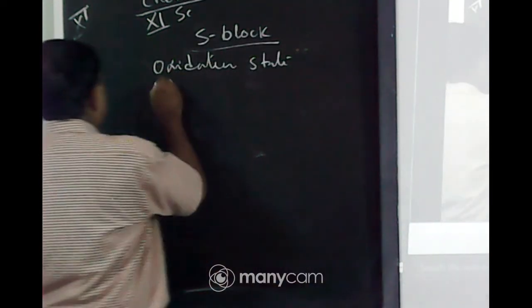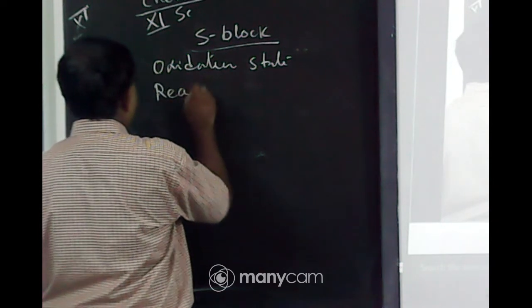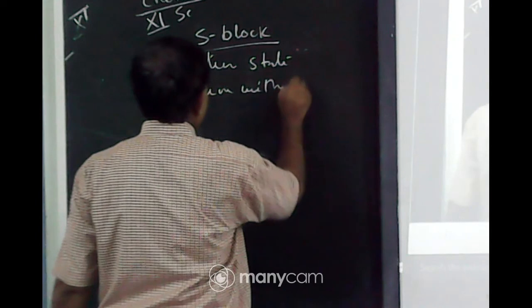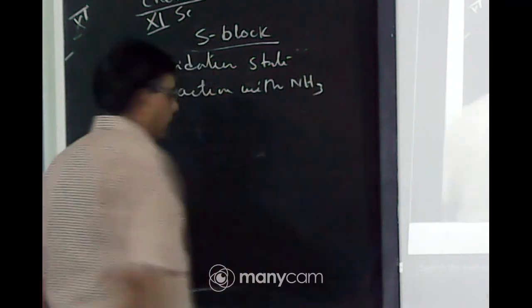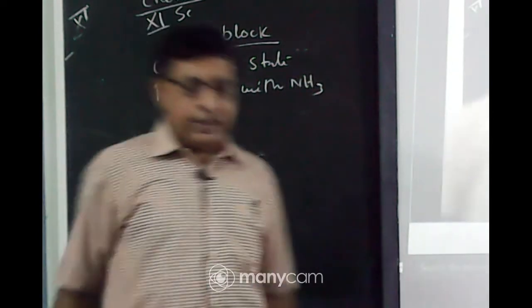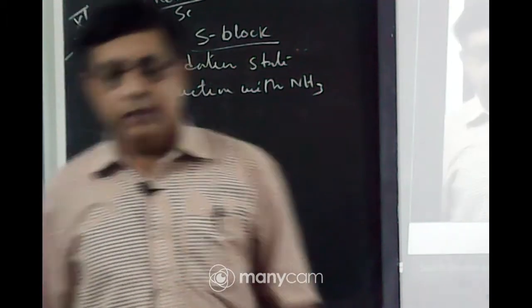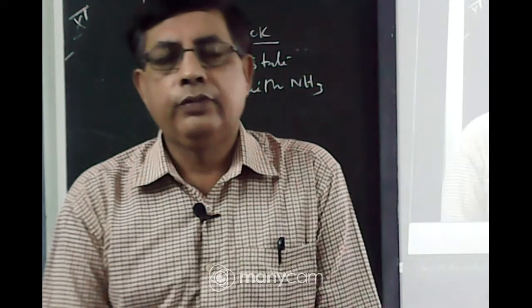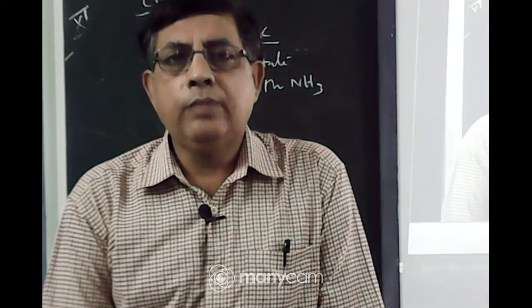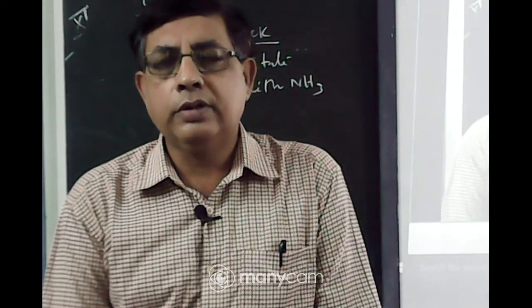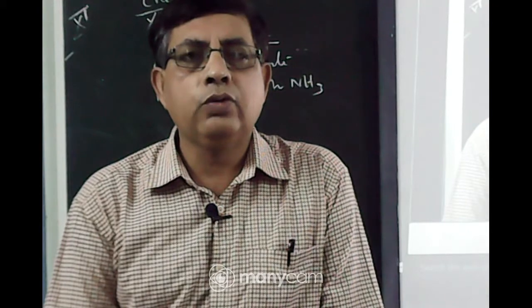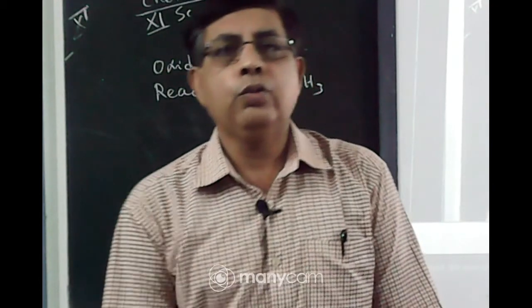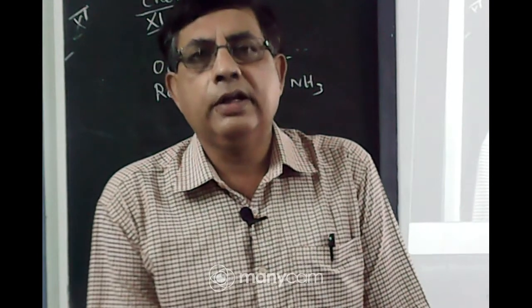The next, reaction with ammonia. All alkaline earth metals, like alkali metals, dissolve in liquid ammonia to form a blue color solution. Say beryllium, magnesium, calcium, strontium, they dissolve in liquid ammonia to give a blue color solution. The blue color solution is due to the formation of ammoniated electrons.